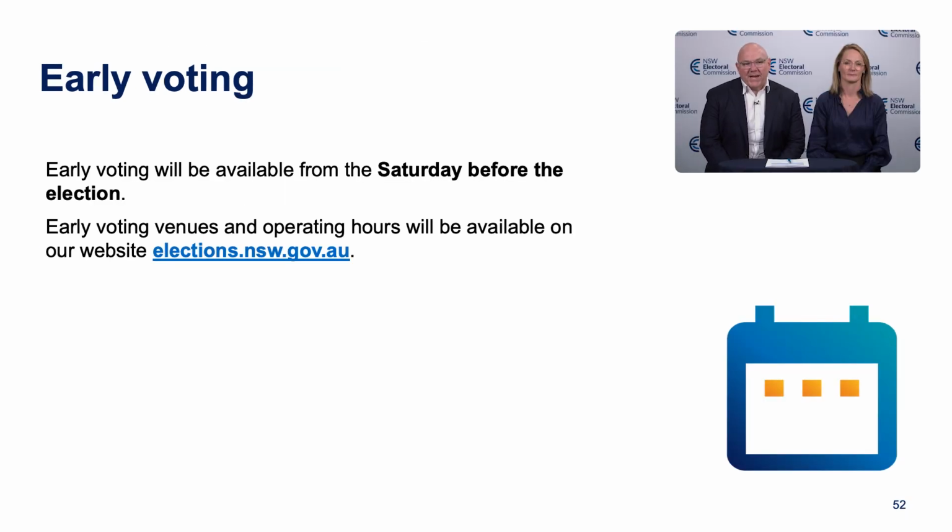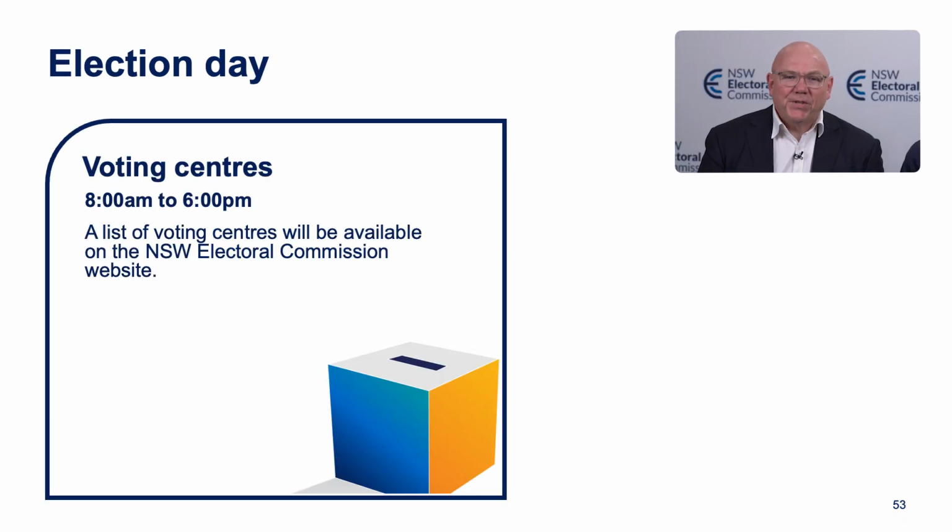Early voting will be available from the Saturday before the election day. Early voting days and hours vary between venues. For more information, visit our website. Voting on the election day will be between 8 a.m. and 6 p.m. A list of the voting centres will be available on our website.